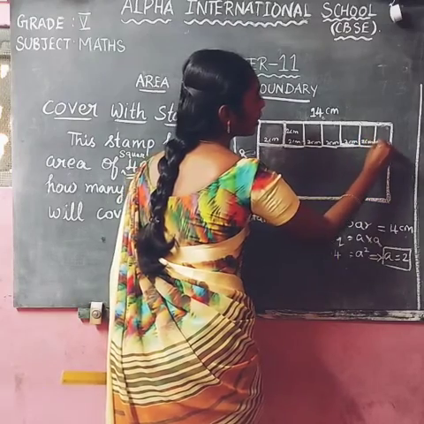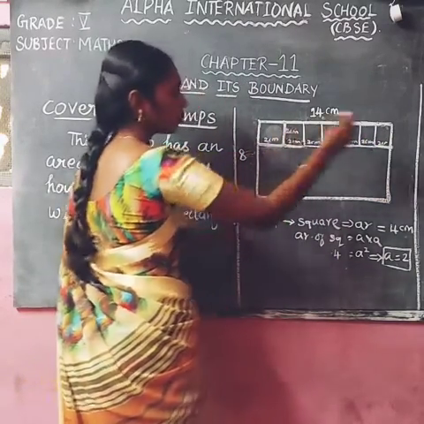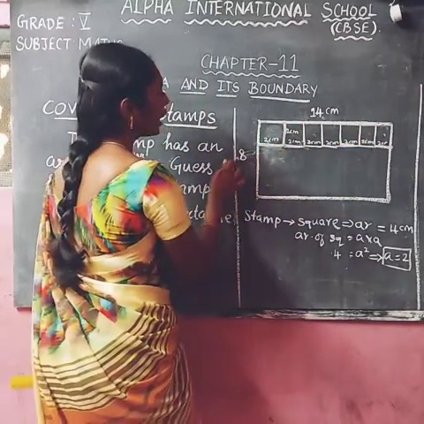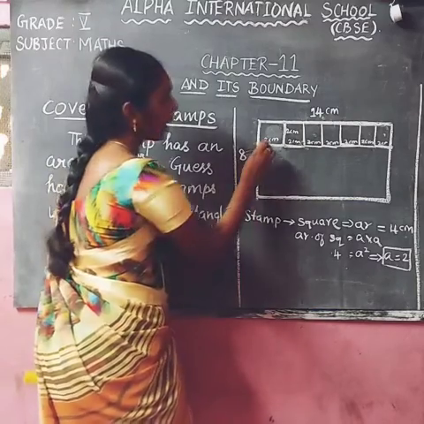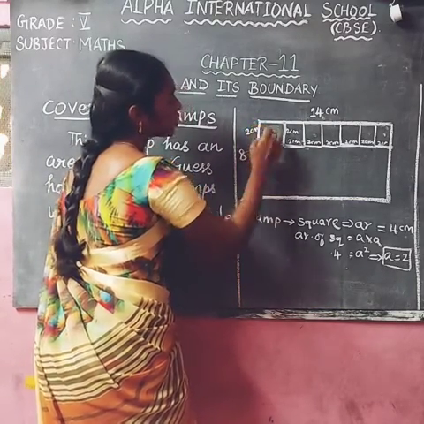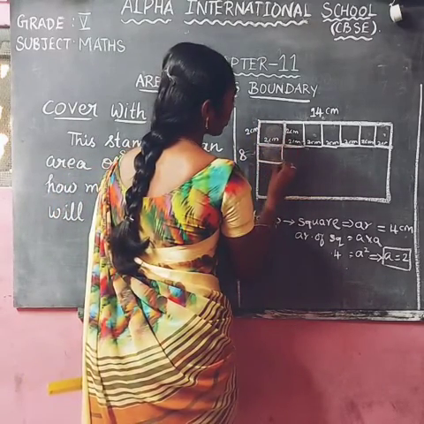How many stamps in length? This is one square, this is another square. Similarly 1, 2, 3, 4, 5, 6, 7. I am getting 7 squares. Here the breadth is totally 8. Already this is 2 centimeter. So 2 here also I want to take. How many boxes will I get? 4.